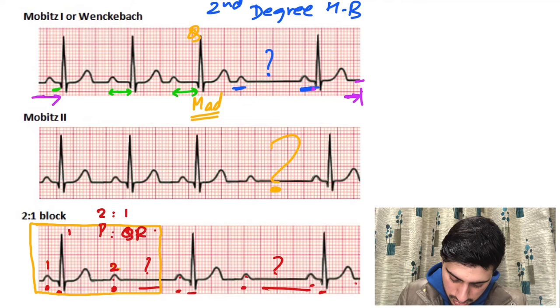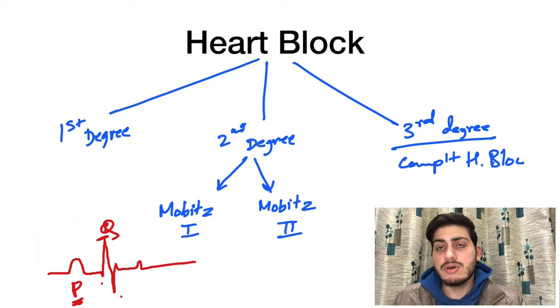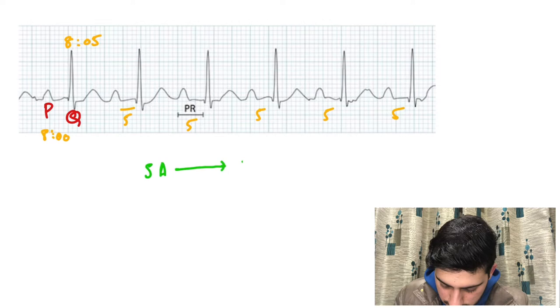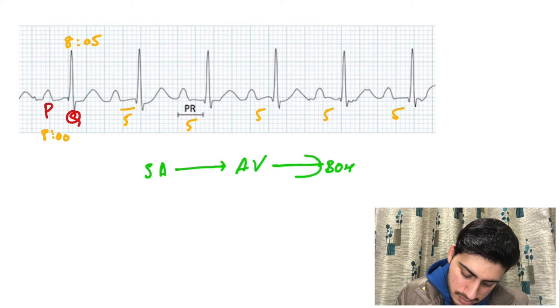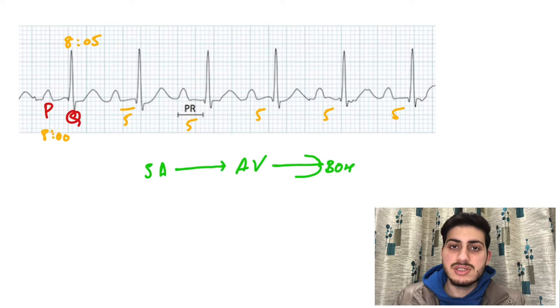Now let's get back to the concept behind. So this is the basic picture of impulse transfer: SA, AV, and then bundle of His. As it sounds, heart block. So in heart block, there will be blocks somewhere, different locations depending on what kind of heart block it is. Is it first degree, second degree, Mobitz 1, 2, or third degree?